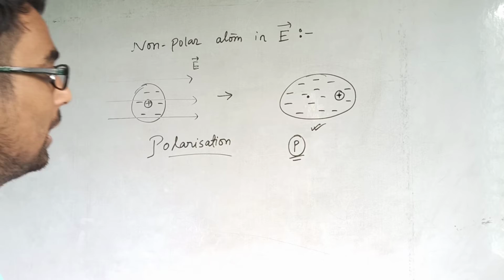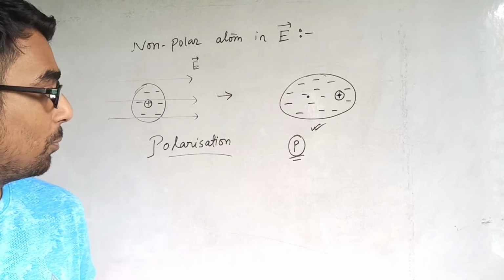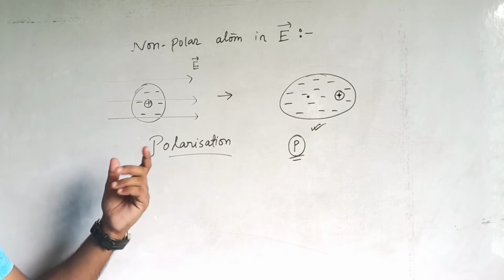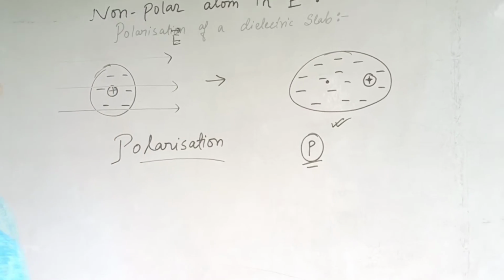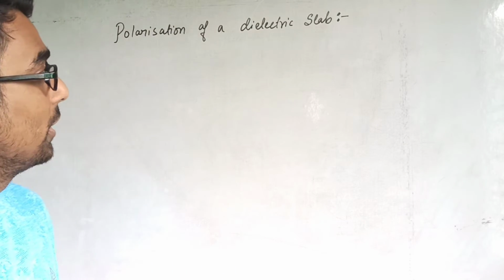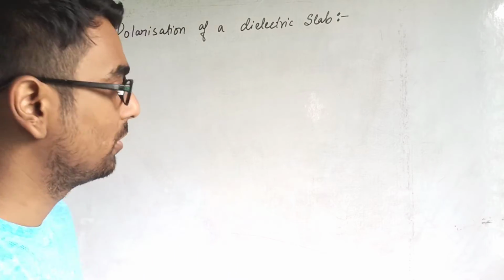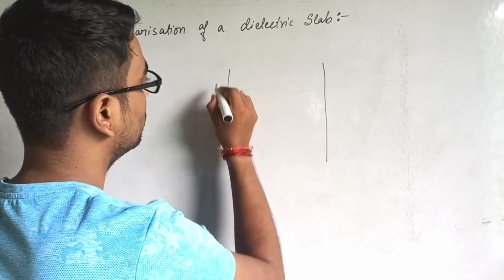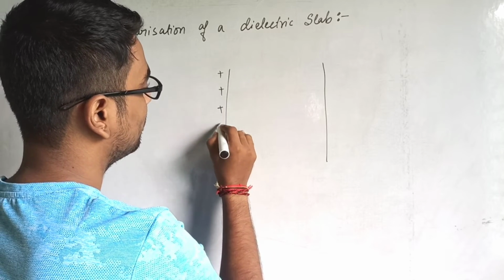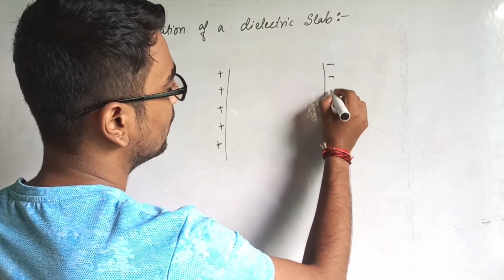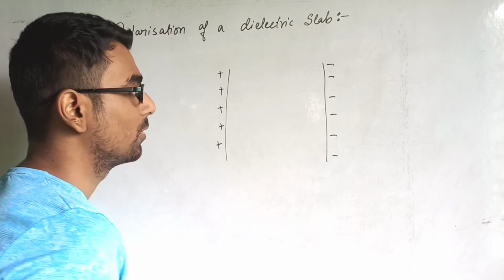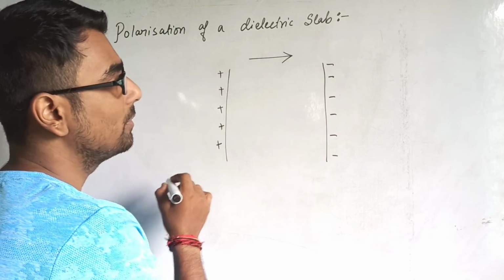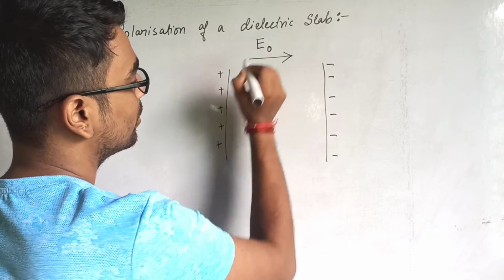Now we will learn what will happen in the process of polarization if we place a dielectric slab in place of the atom. So the topic is polarization of a dielectric slab. Okay. Now here we have two plates. Suppose this one is positively charged and this one is negatively charged. As a result, the electric field will flow from positive to negative charge. Say it will be E0.